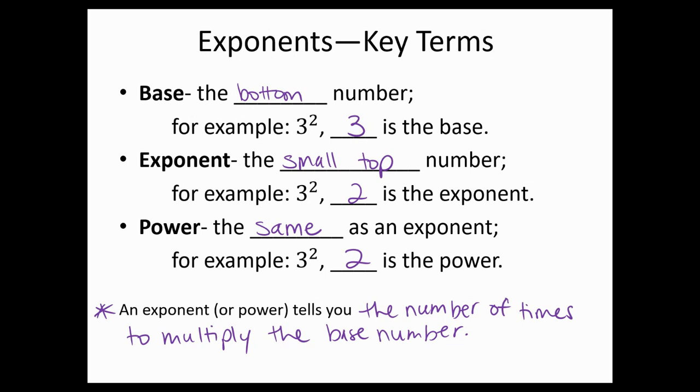So for a slightly different example, if I said 4 to the 5th power, that means I am supposed to write or multiply 4 5 times. So this 5 tells me how many times I'm multiplying a 4. This would be equivalent to 4 times 4 times 4 times 4 times 4. So that's how many times I'm supposed to multiply the 4.